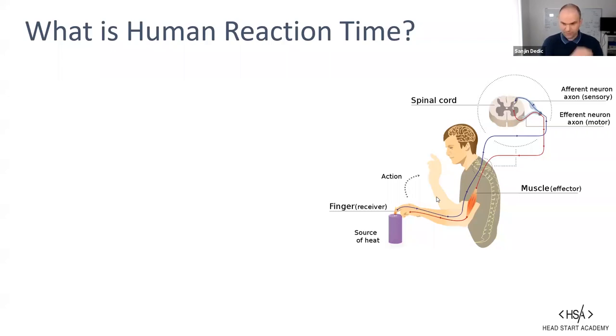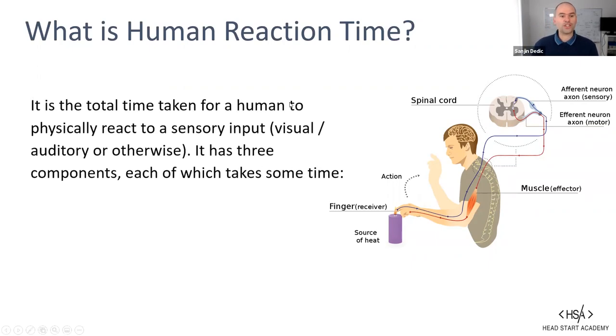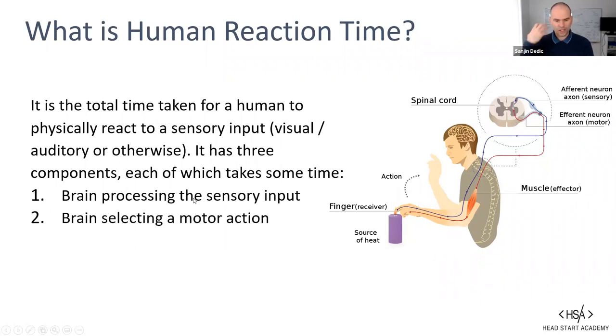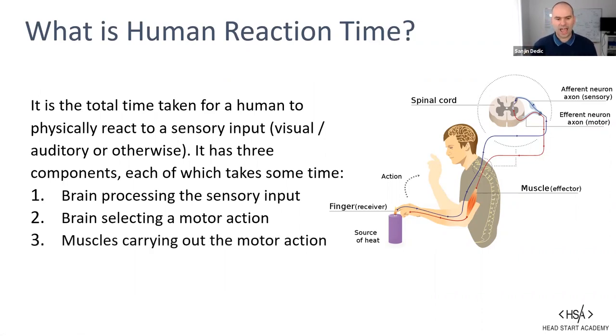Now, reaction time, I've got the slides here. Let me define it. Reaction time is the total time taken for a human to physically react to a sensory input. That sensory input could be you see something, you react. You hear something, you react. Or maybe it's another sensation, like you touch something or you feel a certain amount of heat. All of those are sensory inputs. And it has three components really. Your brain has to process the sensory input, your brain has to tell your muscles to move, and then your muscles have to execute that action. All of these take time.